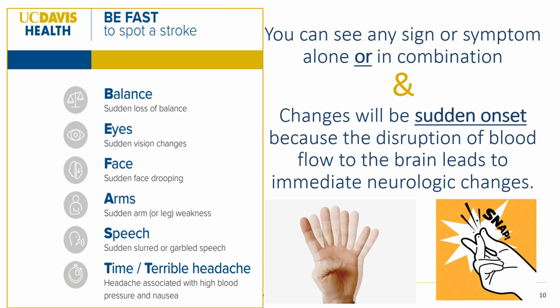For example, when we talk about E for eyes, this is not where I need to go to the eye doctor because my vision's been slowly getting worse and I probably need a new prescription. An example of this would be if you were watching TV and all of a sudden part of the TV goes away, so loss of vision, or all of a sudden there's double vision or blurry vision, not a chronic problem that's getting worse over months or years.